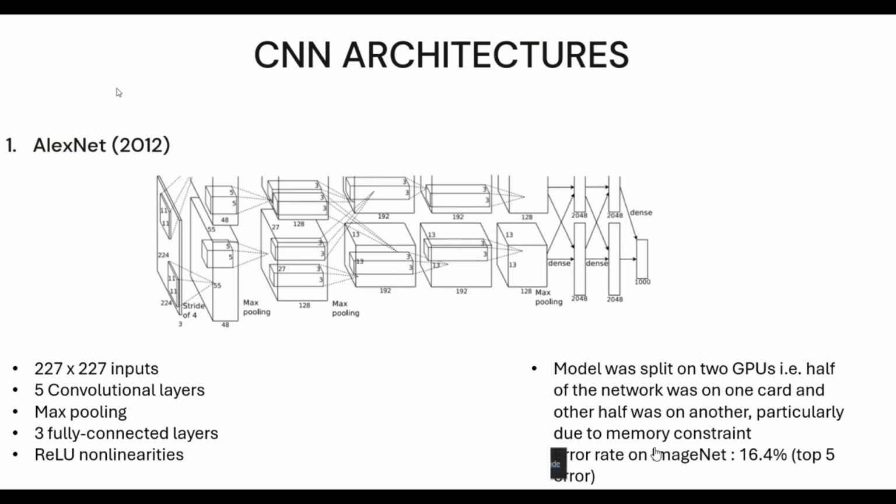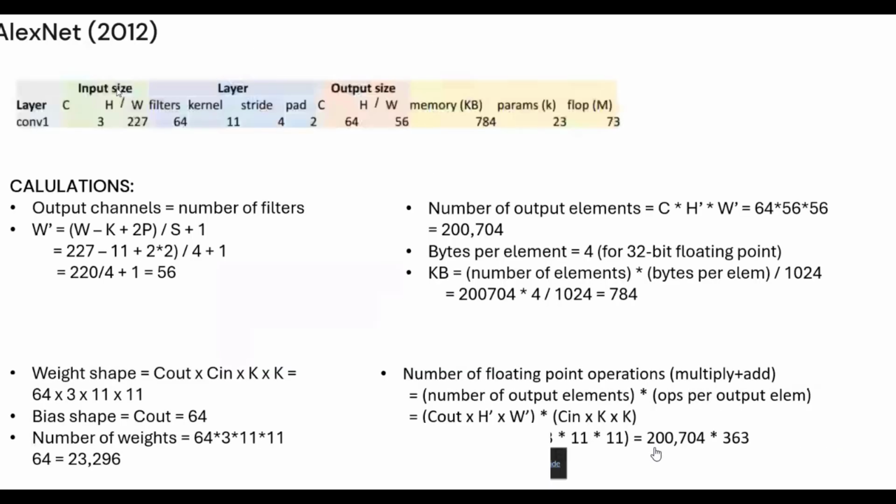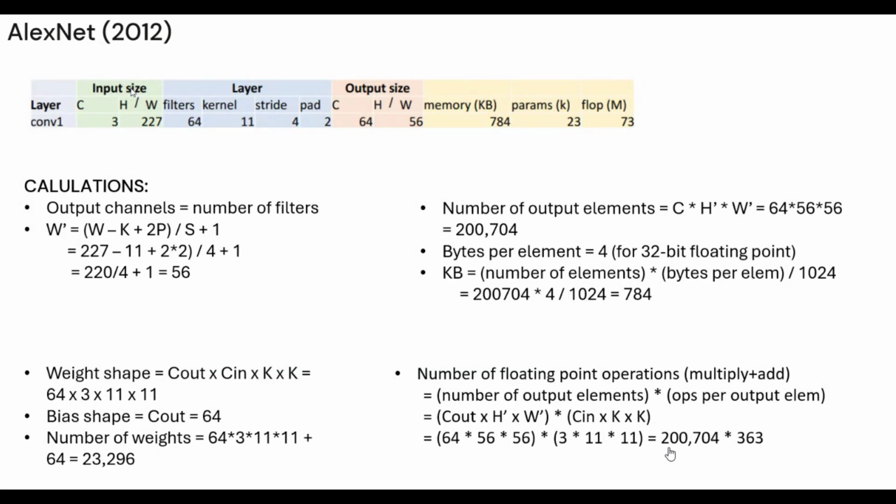First of all, in 2012 there were major constraints in memory. GPUs didn't have much memory, so this model was split across 2 GPUs, 2 graphics cards. The error rate for the ImageNet competition was 16.4%. It had various convolutional layers, max pooling, FCNNs, and ReLU nonlinearities. Now let's move to the calculation part of it.